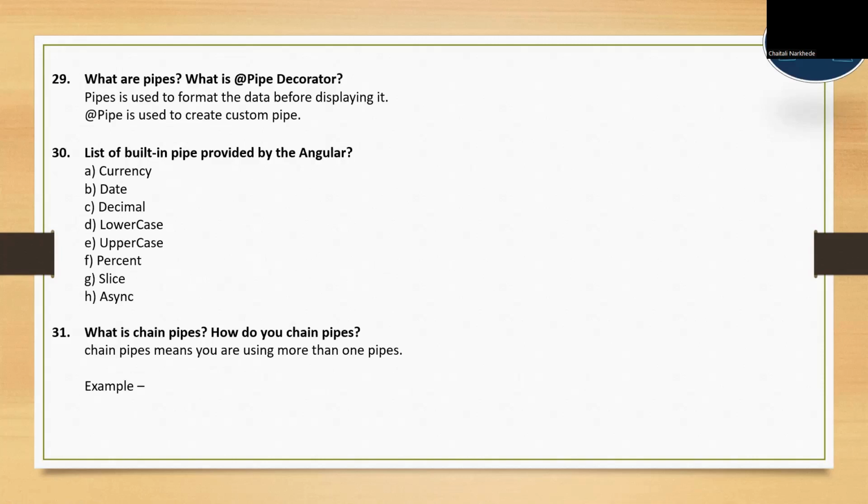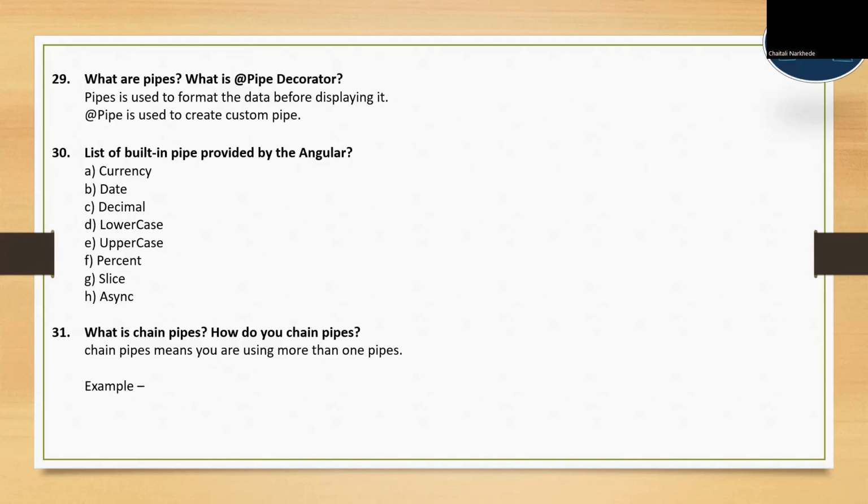Next question is, list the built-in pipes provided by Angular. There are multiple pipes available, and I have listed a few of them. First one is currency, date, decimal, lowercase, uppercase, percent, slice, async.